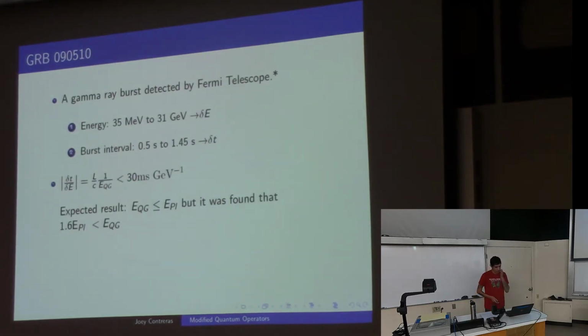Okay, GRB 090510. This is an interesting one. So this was a gamma ray burst detected by the Fermi telescope. Here's the energy range that they had for their detection. So from 35 MeV to 31 GeV, very large energy range, and this is where the delta E comes into effect. The burst interval associated with short gamma ray bursts is also here, and once again, it's going to fall in that time range that I was speaking about, where it's somewhere between 0 and 2.